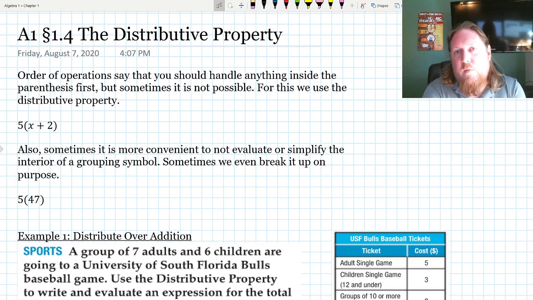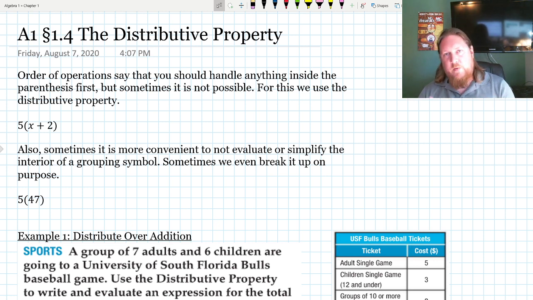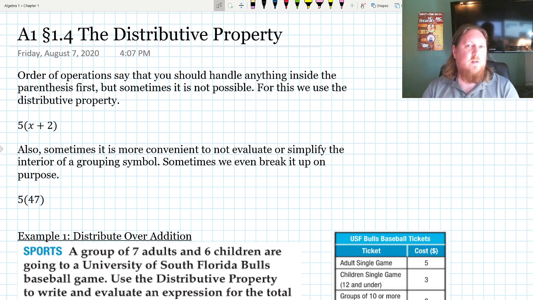Algebra 1, Chapter 1, Section 4, the distributive property. The order of operations is what we use to evaluate any sort of expression. If it's an algebraic expression, we have to substitute values in first. But sometimes we don't have those values, but we still want to manipulate the expression that we're working with somehow. And that's where the distributive property comes in. The distributive property is rules on how to multiply across multiple parts of addition or subtraction.